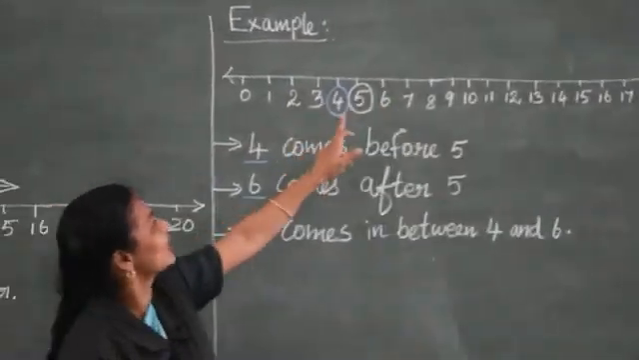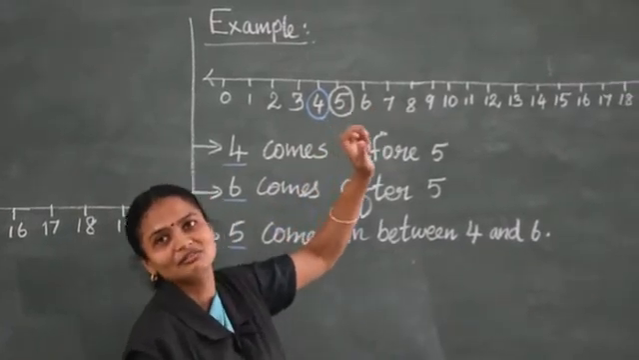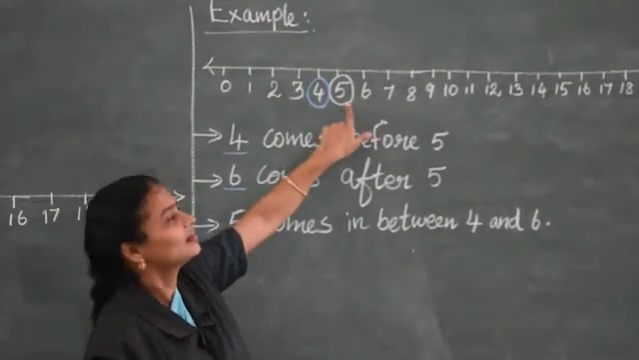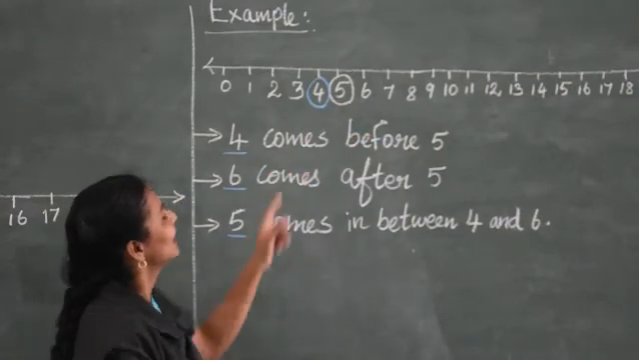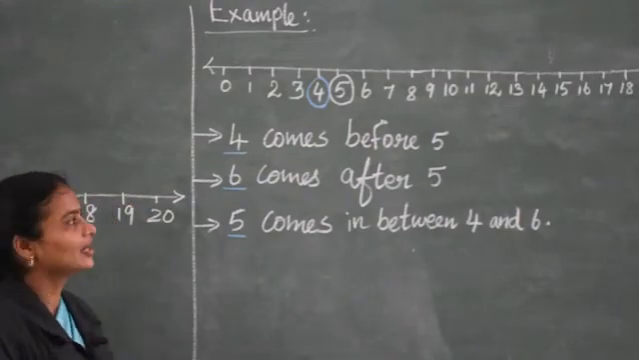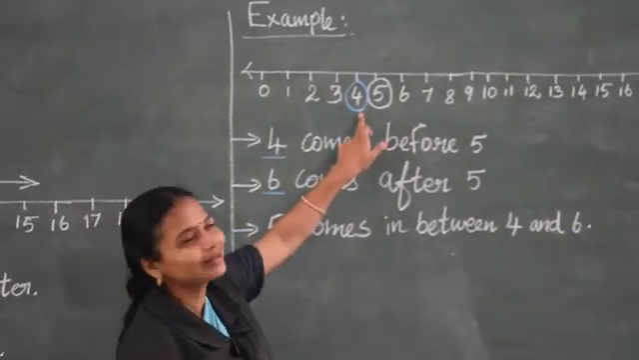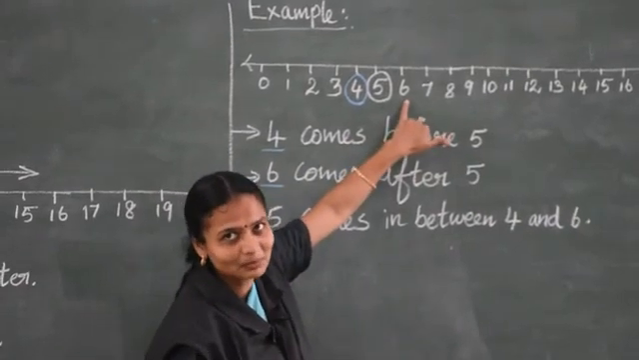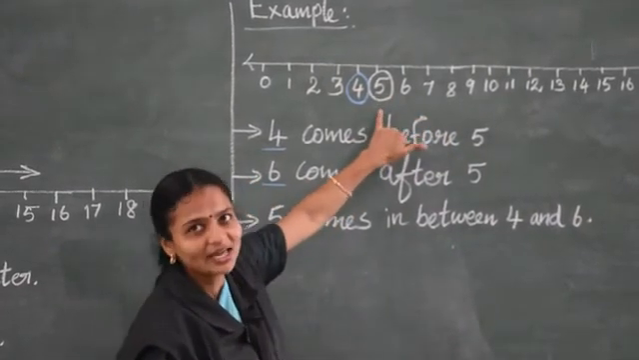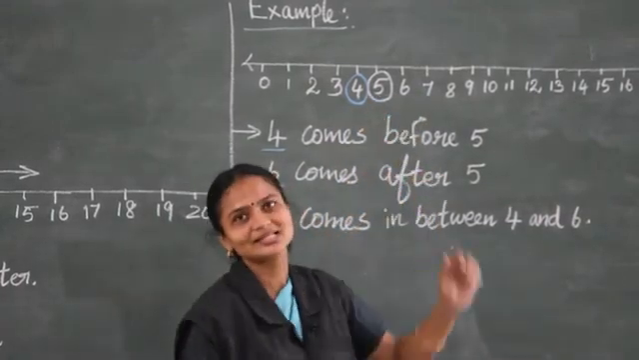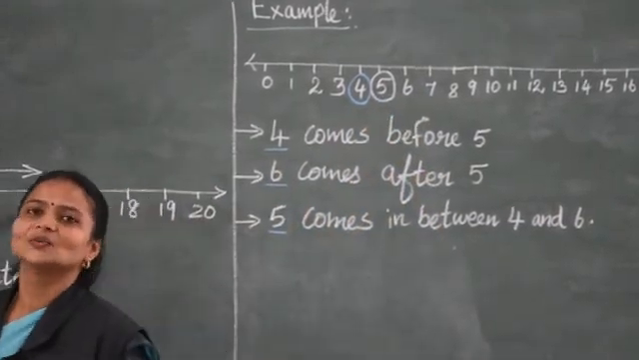This 6 comes after 5. And where is this 5 placed? This 5 comes in between 4 and 6. Now, 4 is the before number and 6 is the after number of 5, and 5 is in between 4 and 6.